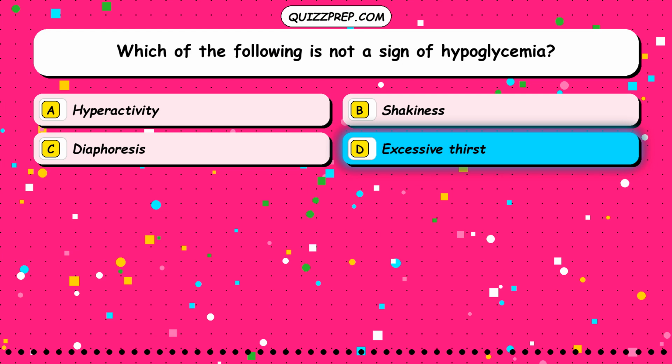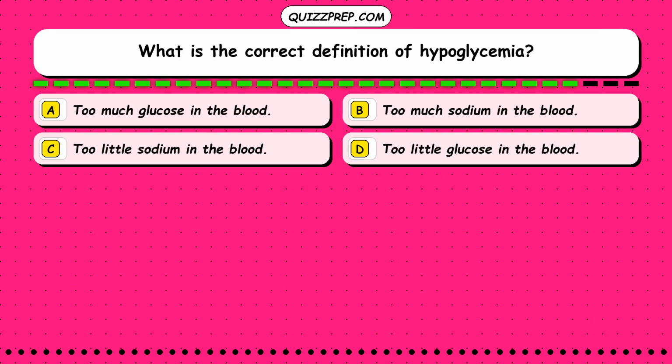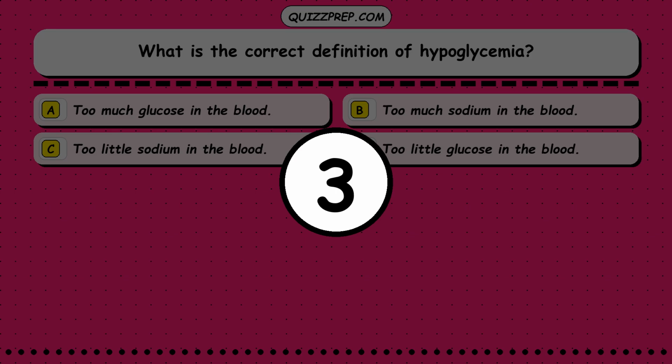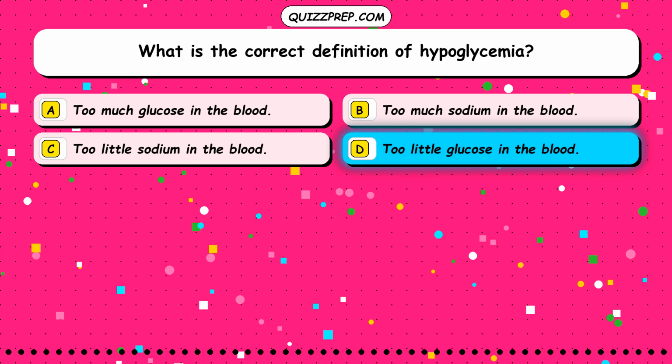The correct answer is option D, excessive thirst. Question 173. What is the correct definition of hypoglycemia? Option A, too much glucose in the blood. Option B, too much sodium in the blood. Option C, too little sodium in the blood. Option D, too little glucose in the blood. The correct answer is option D, too little glucose in the blood.